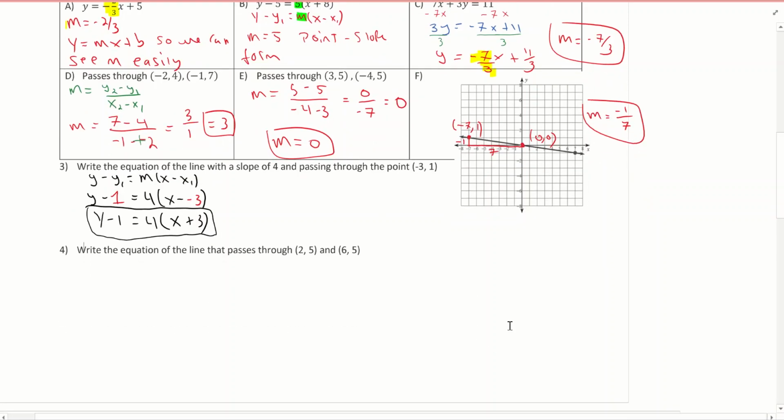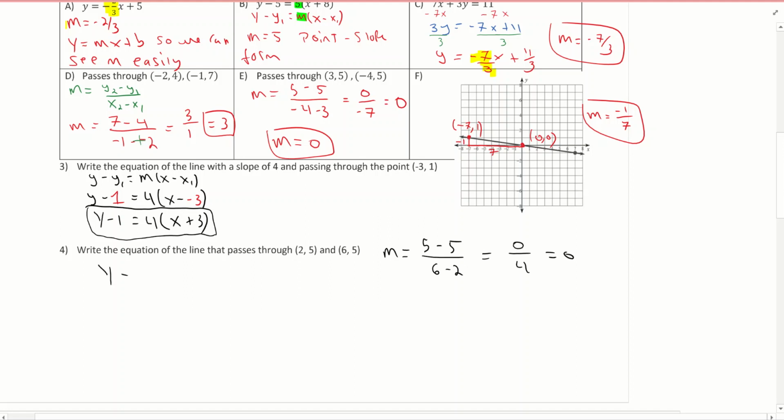All right, next we want to write the equation of the line that passes through those 2 points. We're not given a slope here, so we actually need to find the slope first, right? So we're going to do our little slope calculation, which is 5 minus 5 over 6 minus 2. And we're going to get 0 over 4, so our slope is 0.